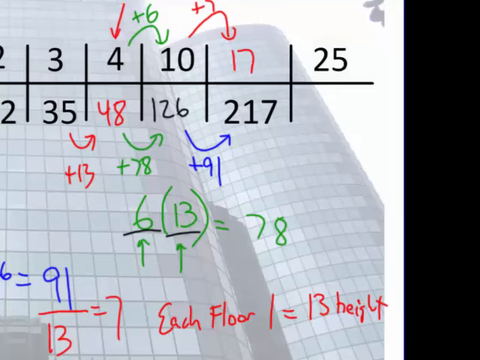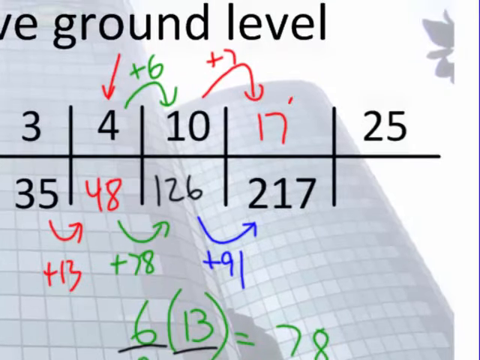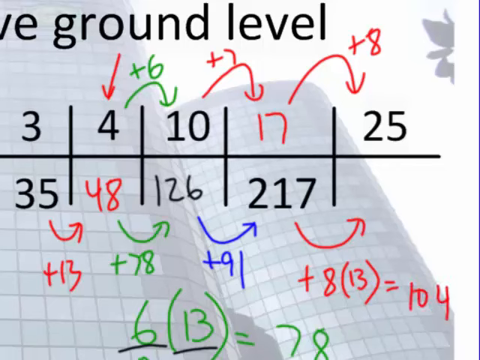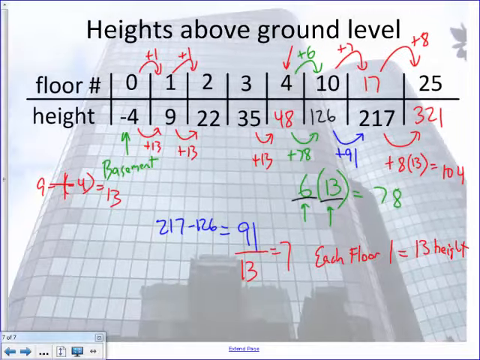Okay, and then the last one is like our first one that we solved. We're going up 8 floors. Remember, when we go up 8 floors, that's 8 floors at 13 height each floor. So I have to multiply, which gives me 104. Then I add that 104 onto that 217 to put us at 321. So it just takes some thinking to find those missing values. But just think about the patterns that are occurring. You always have to find the patterns first before you're able to fill in that missing information.